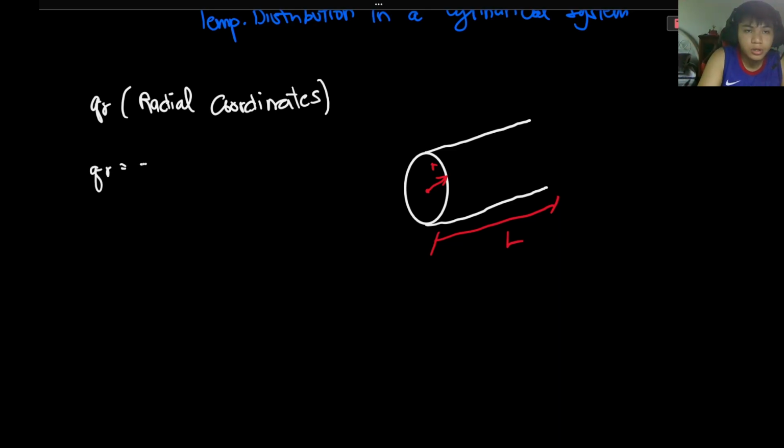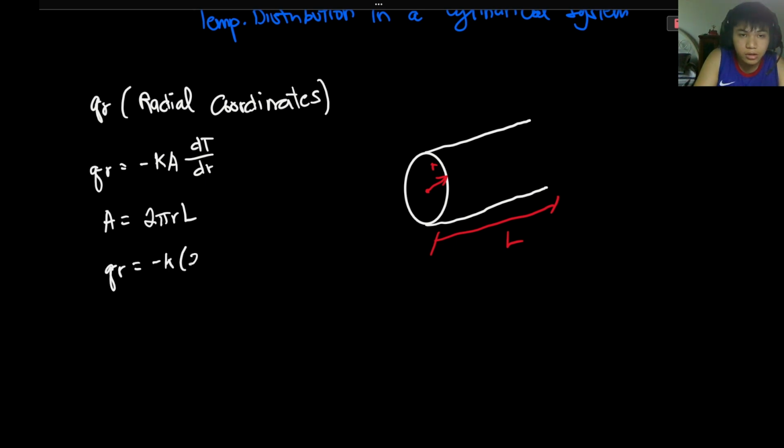QR is equal to negative kA dT/dr. But we are considering our circumferential area, and for our area, that will be 2 pi rL. And we substitute this into our equation. So we have QR. This is just going to be negative k 2 pi rL dT over dr.